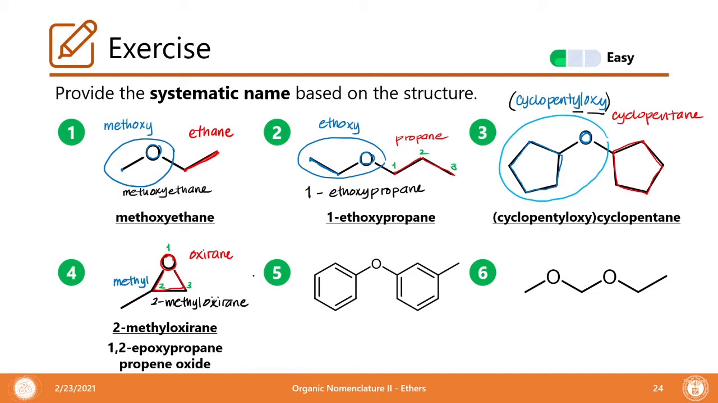And here are the other names from the other methods of naming epoxides. So we have 1,2-epoxypropane and propene oxide.